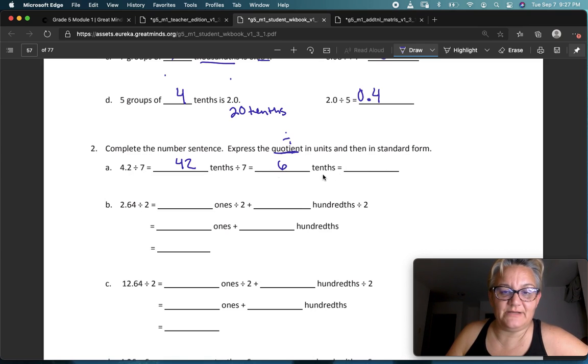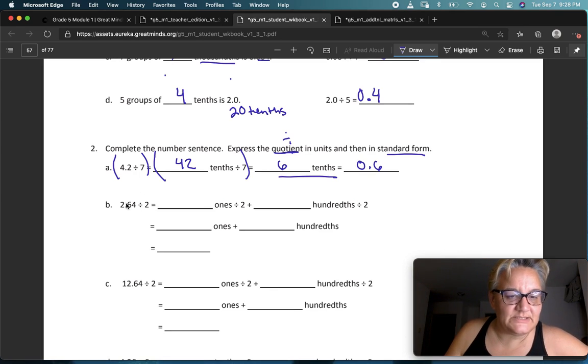So I've got my unit form here. Read that again: complete the number sentence by expressing the quotient in units, which is what we just did. Literally, we wrote this as this. It's the exact same. We just went from 4 and 2 tenths to 42 tenths. Then we solved it, 6 tenths in unit form, and now we're going to answer it again in standard form. Seems like a lot of steps, but they're trying to show you how you can jump from standard form to unit form as much as you need to. And 6 tenths is written like that.